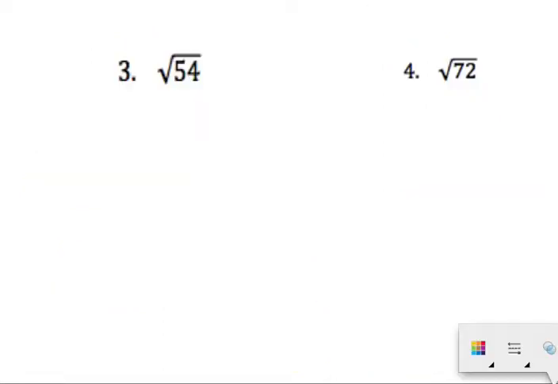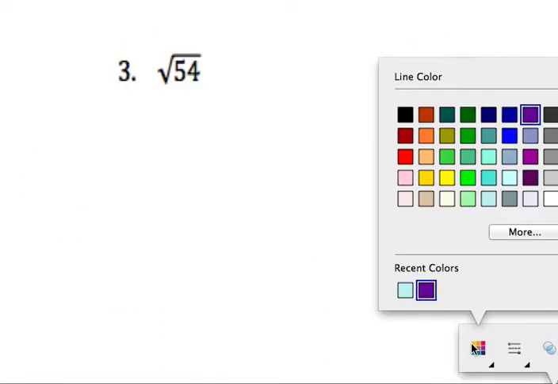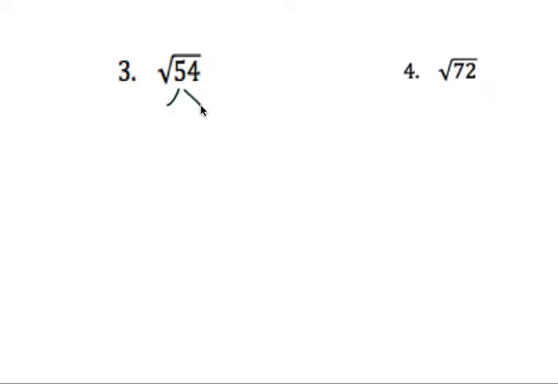Let's go ahead now and let's take a look at number 3. So we want to break down 54. Well, I know that 6 and 9 go into 54, so I'm going to break that down to be 6 and 9. Well, 6 breaks down to 2 and 3, and 9 is going to break down to 3 and 3. Remember, if you're not sure what goes into a number, just start dividing things until you find something that works.